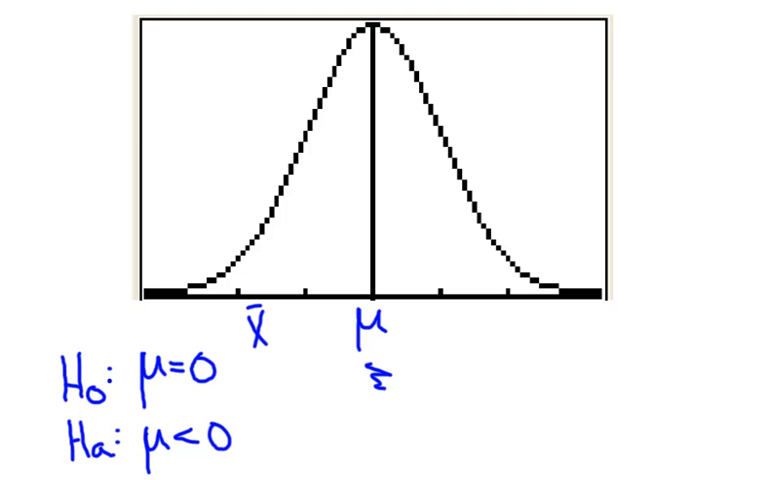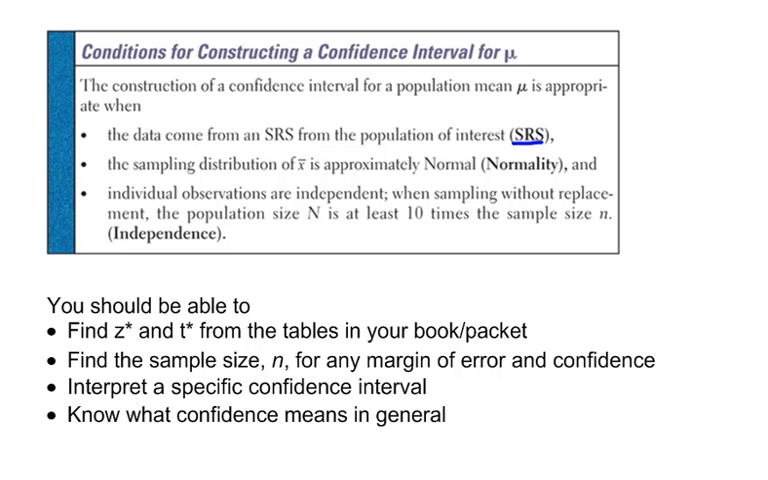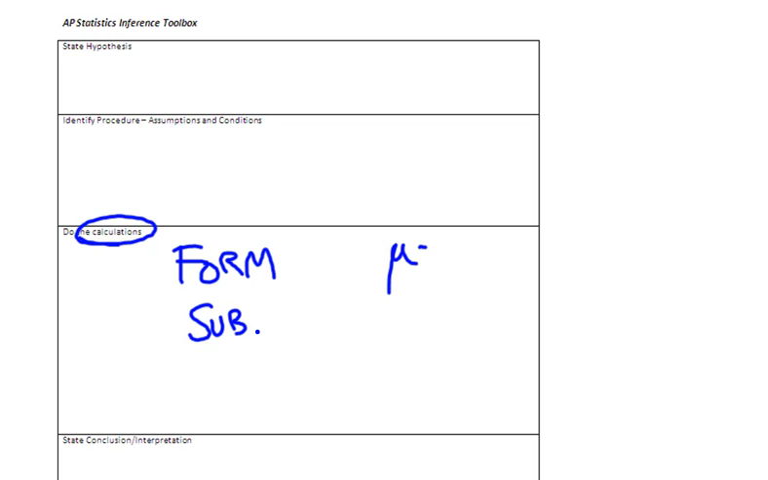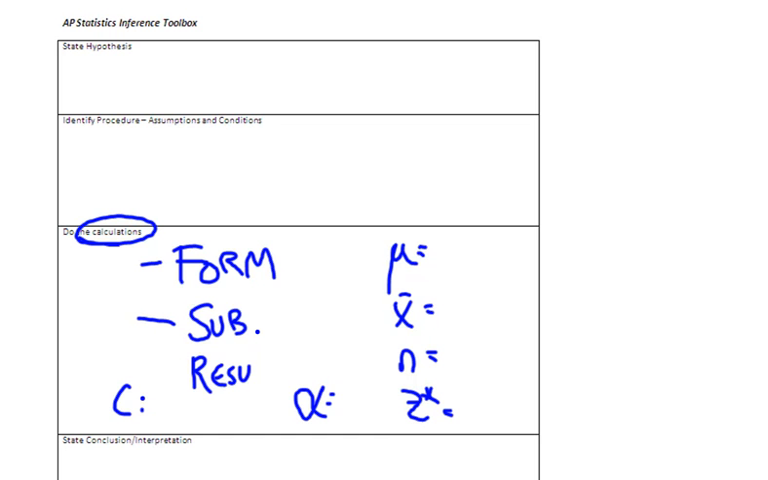So you should know null hypothesis, you should know alternative hypothesis, you already know your three conditions, which are random, normal, and independent. You know all this. You know that if you're working an inference toolbox, when you do the calculation section, you're going to put the formula that you use, you're going to show the substitution. It's also a good idea to write out what mu is, what x bar is, what n is, what z star is. If you have an alpha level, if you have a confidence level, whatever you have, write those numbers out in this form, and you show the form, the substitution, and the result, which you'll get off your calculator.